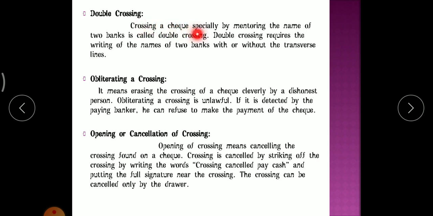In simple words, double crossing means they will mention two banks' names. They will mention at least two banks. If two banks' names are not mentioned, then it is not called double crossing. Double crossing means writing the names of two banks with or without a transverse line. It's not mandatory that a transverse line should be there. With or without transverse line means two parallel transverse lines. They can write the names, and that check is called which type of check? Double crossing check.